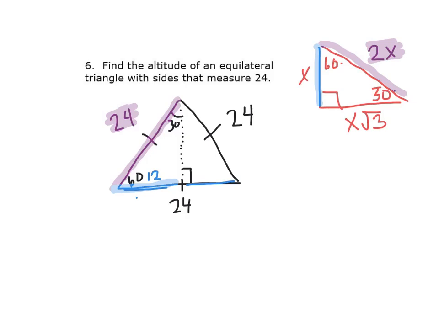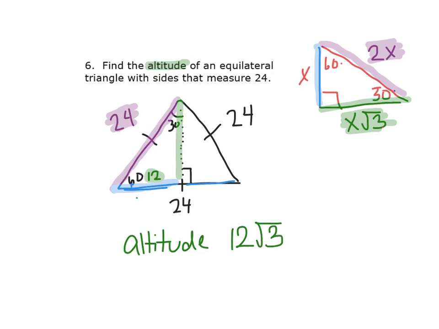The question is wanting to know the altitude. The altitude here is represented by the long leg. The long leg is going to be x square root of 3. Our x value is 12, which means our altitude is going to be 12 square root of 3.